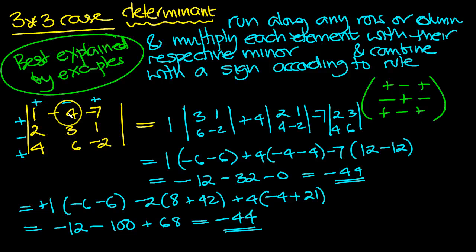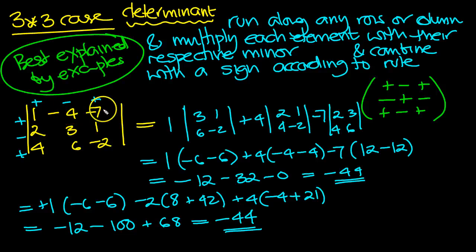Basically, here's an example here. All you have to do is run along any row or column, and you multiply each element along, let's say, the first row with their respective minors, and combine with the sign according to this rule. Here's the rule for the signs: plus, minus, plus, minus, plus, minus, plus, minus, plus.